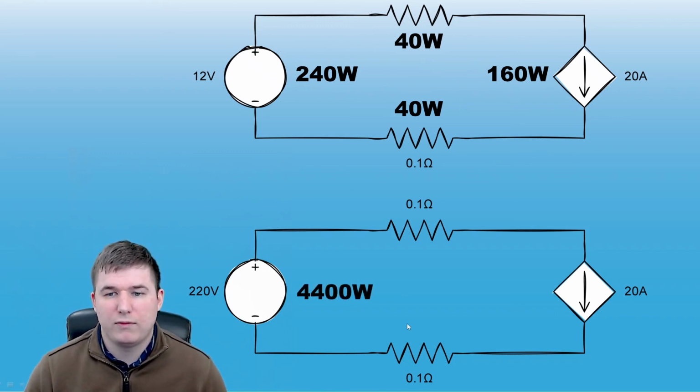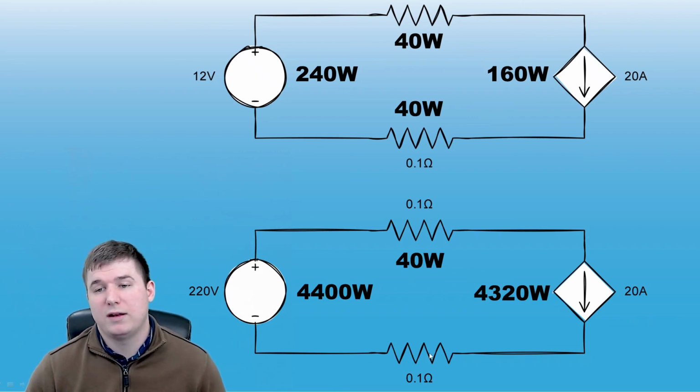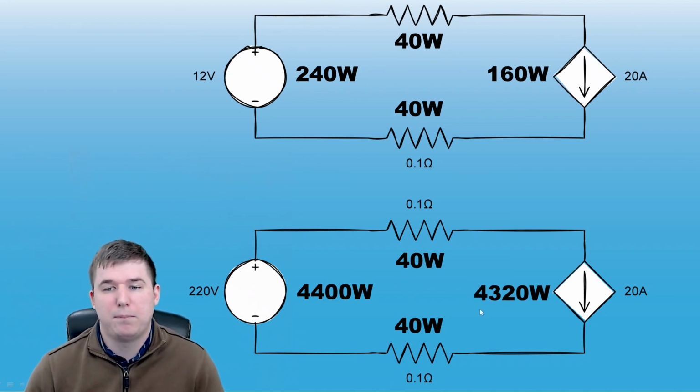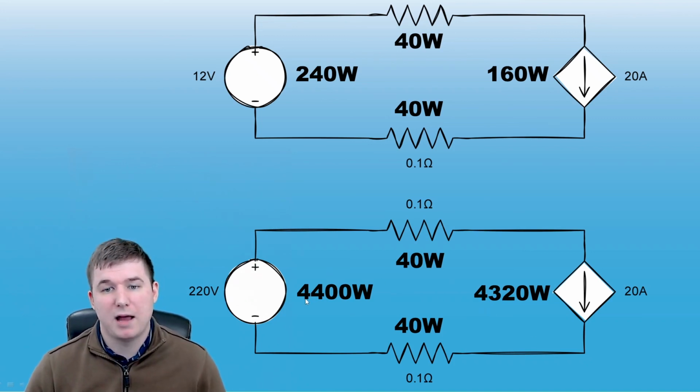And down here at the 220 volt supply, it's generating a whopping 4,400 watts. It's still losing 40 watts on the trip to the 20 amp load. The load itself is dissipating 4,320 watts, with an additional 40 watts being dissipated on the way back to the supply. And again, the 40 plus 4,320 plus 40 watts is equal to the whole 4,400 watts being supplied by the 220 volt supply. And everything's accounted for, nothing's missing.